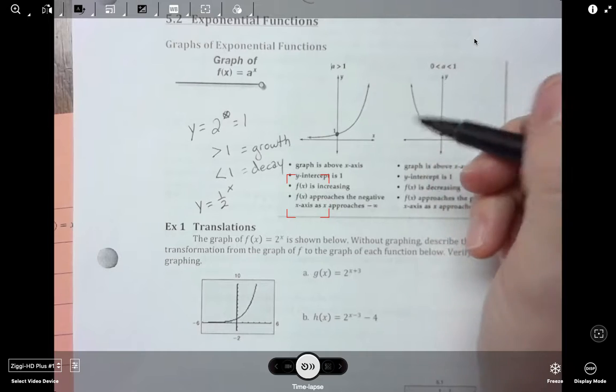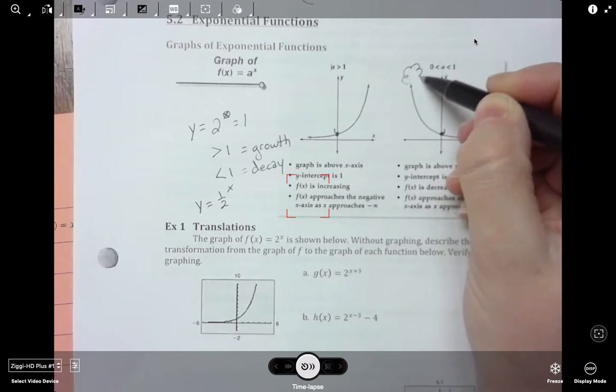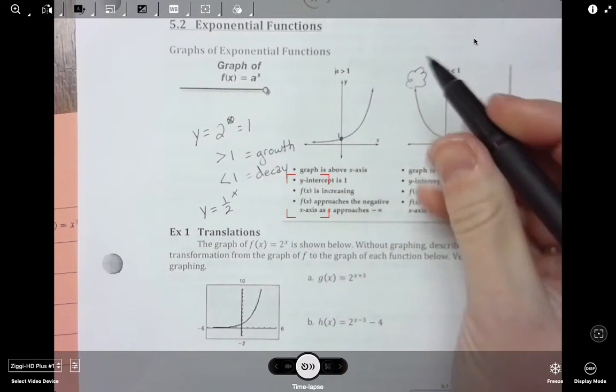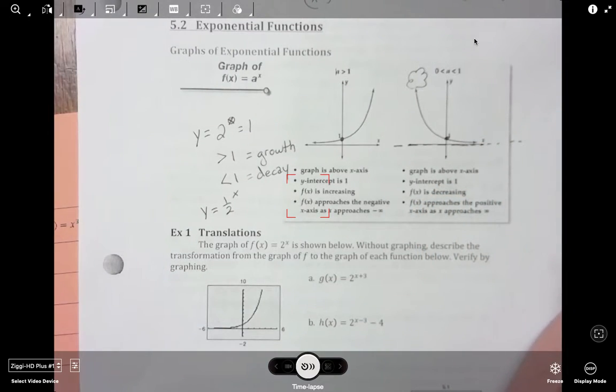Exponential functions I talk about, I think I've done in this class already, talking about a fart. And then here's your smell factor. So the smell is going down and down and down over time. And then you have your horizontal asymptote that is here. Okay, so that's an example of a decay function.